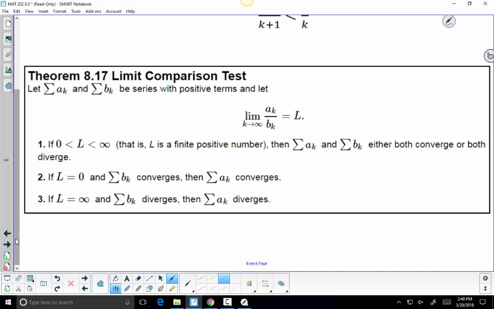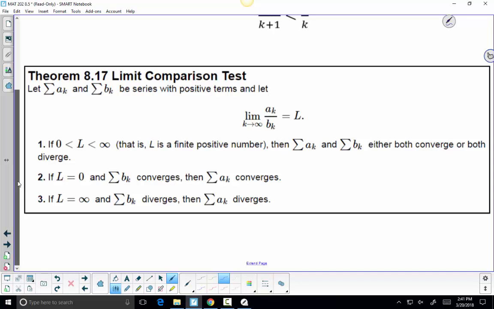Very similar to the integral test. Remember the integral test, we did that improper integral, and if the integral converged, then the corresponding series converged. Same idea there. It didn't matter what it converged to. If that improper integral converged to some finite number, then the series converged. So same thing here. If the limit's finite, the series do the same thing. They both converge or they both diverge.